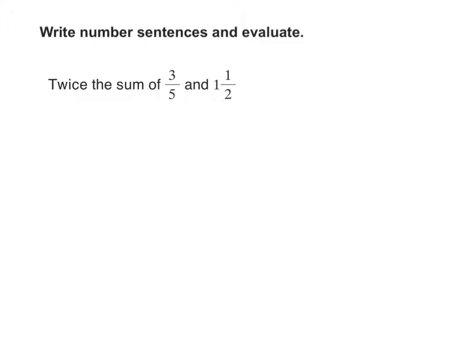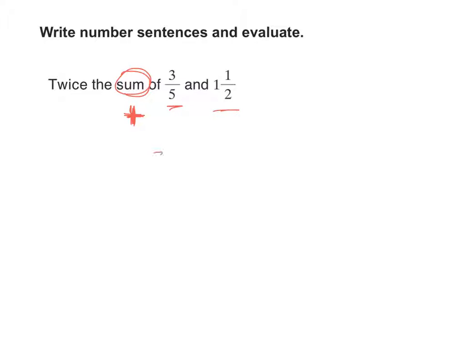So in your math notebook, copy down these words. Twice the sum of 3/5 and 1 1/2. Go ahead and just copy that word for word in word form. We're trying to find twice the sum of two numbers. When I see the word sum, what mathematical operation do I think of? Everyone? Addition. Good. Okay, so I'm trying to find something that's 2 times. Twice means 2 times. So twice the sum of 3/5 and 1 1/2.